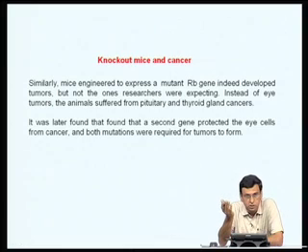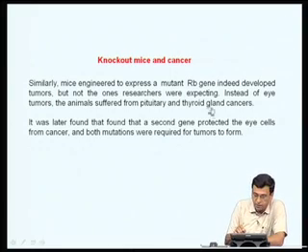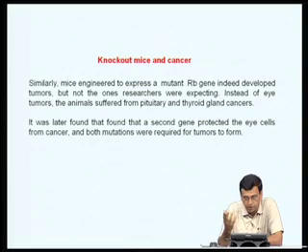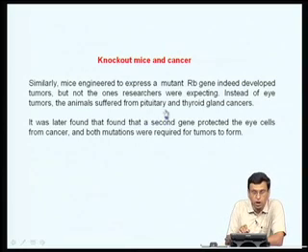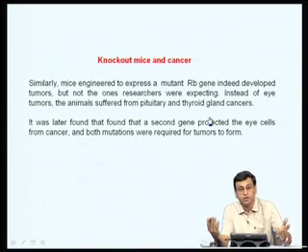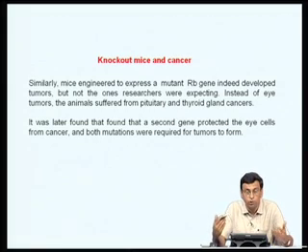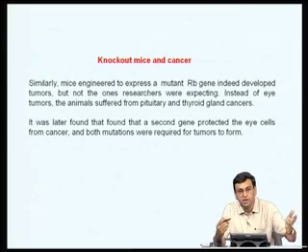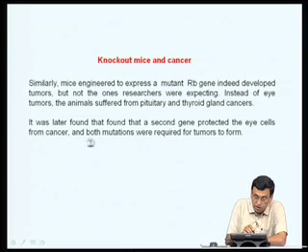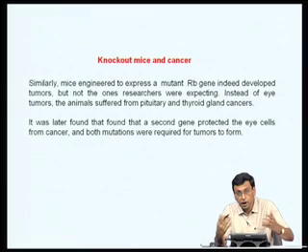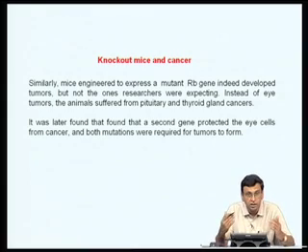Similarly, with another very important tumor suppressor gene, the retinoblastoma gene, when they knocked it out, people expected that these mice would form tumors in the eye, because that is what retinoblastoma is. But instead of eye tumors, these animals got pituitary and thyroid gland cancers, which was a totally unexpected result. So this knockout technology gave phenotypes which were not expected. Many of these knockout mice developed very interesting phenotypes which were totally contradictory to what was expected from knocking out these genes. It was later found that a second gene protected the eye cells from cancer, and both mutations were required to form tumors.